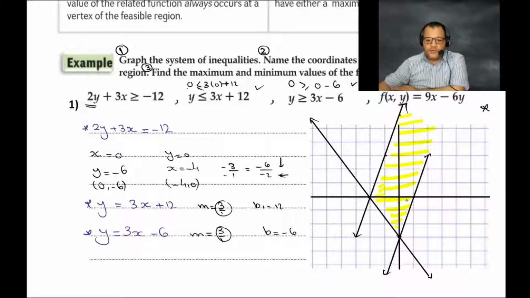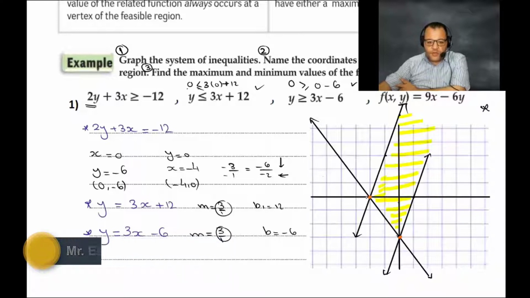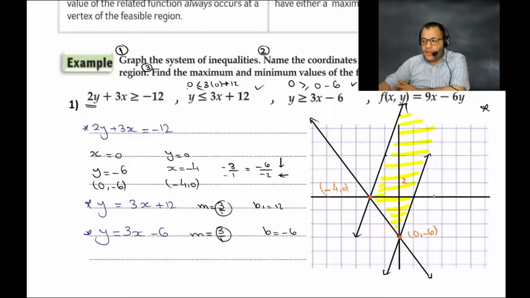Any problem until now? No, I think we did all of that before. Now we need to name the values of the vertices. We have vertex number 1 and the second one. Suppose this vertex is A or B, no problem. What is the value of this vertex? The scale is 2. It is (-4, 0). What is the value of this one? It is (0, -6). There is no other point. Any problem for naming the vertices?